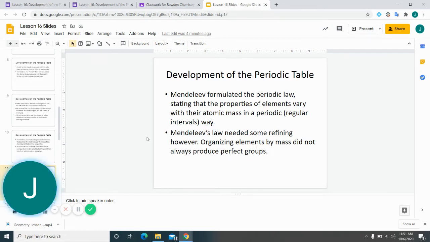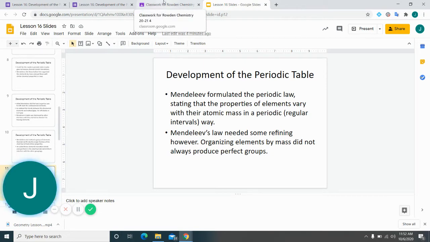And so then Mendeleev formulated what we call the periodic law, which says that the elements vary with their atomic mass in a periodic way. Periodic means regular intervals. So basically what he's saying is if we group these by mass, there are going to be regular intervals to how they act, to what their properties will be. So if you group them by mass, there's going to be columns and rows and pockets of behavior that's going to be similar. However, here's a problem.